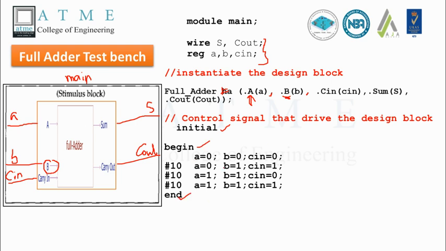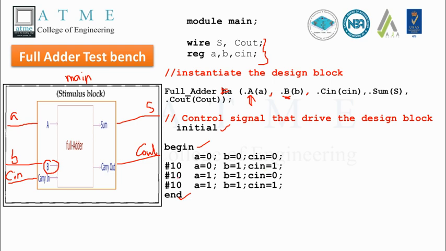For ABC in 3 bits, there might be 8 combinations. Out of 8, I took 4 samples of combination. Initially I made A equals 0, B equals 0, and C in equals 0. After 10 time units of delay, I changed the combination of ABC to 0, 1, 1.